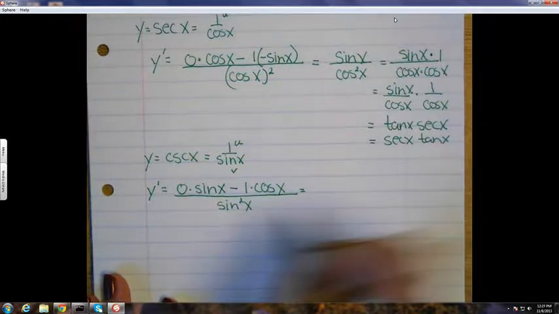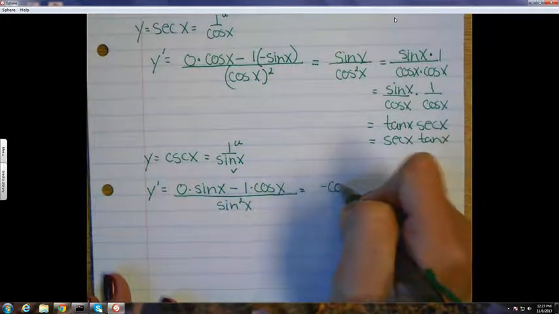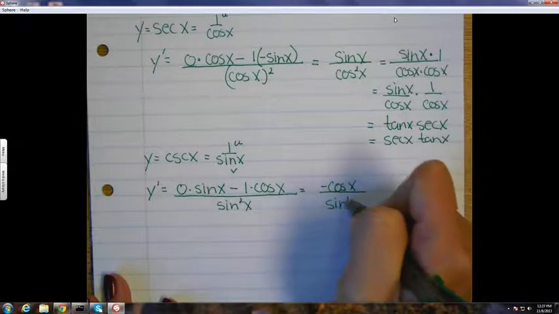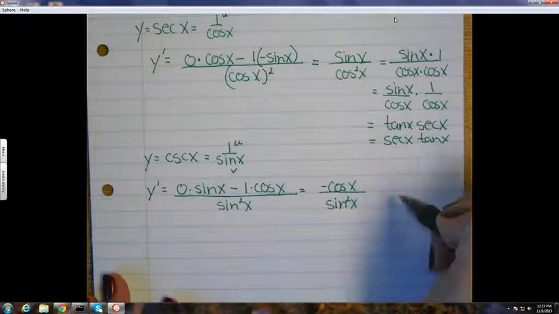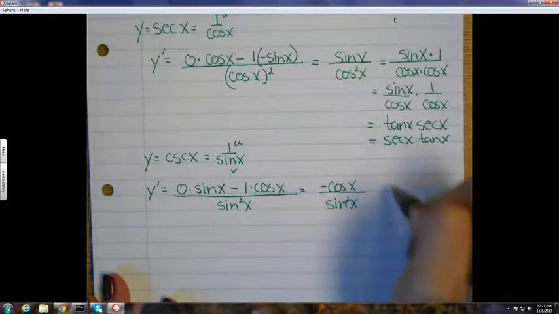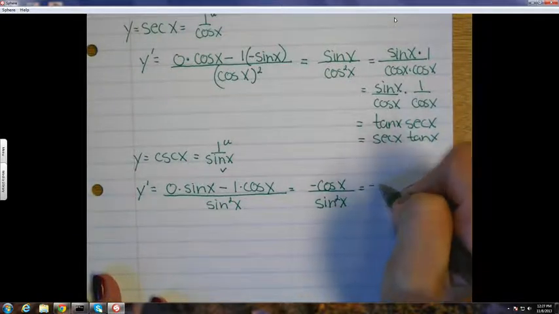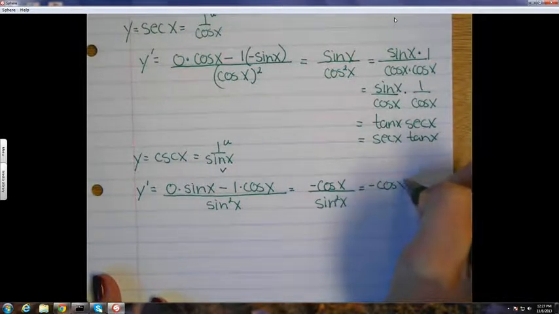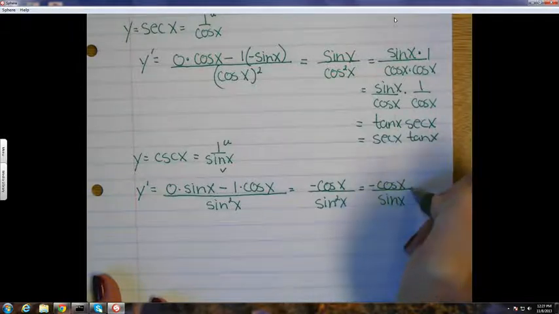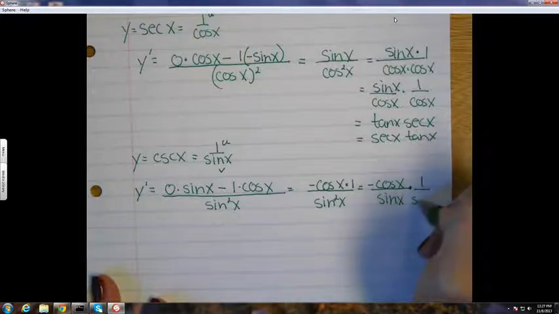Simplifying that, that's 0, goes away. We get negative cosine over sine squared. And to simplify this, I'm going to do the same thing. I'm going to think of that as sine times sine and break it apart into two separate fractions that turn into two separate trig functions. So negative cosine x over sine x times the other thing I can put up here is a 1 over sine x.